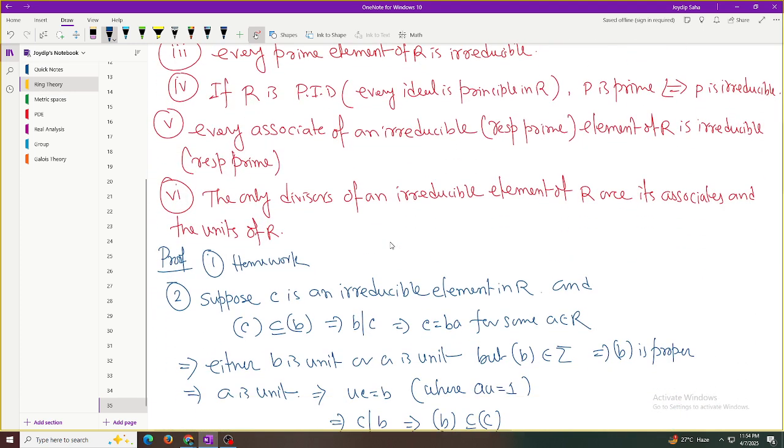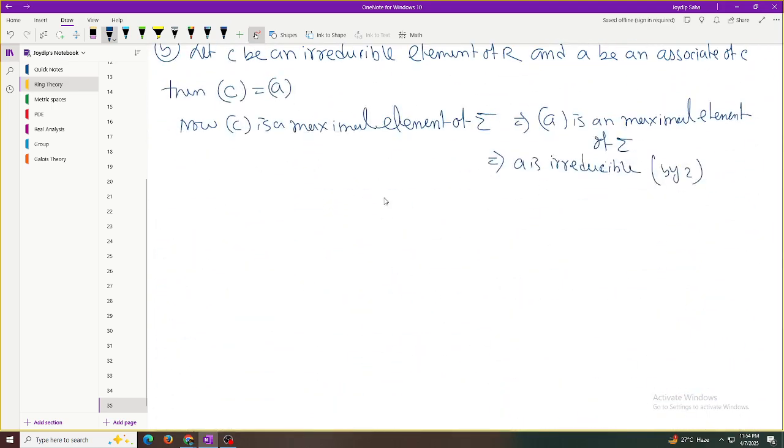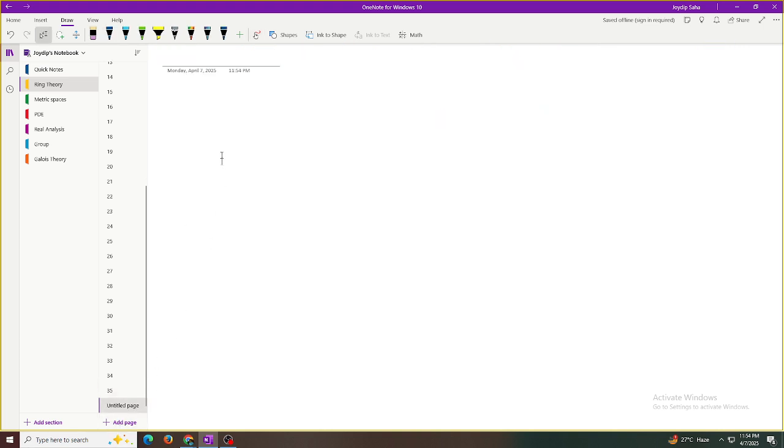Number 6: the only divisors of an irreducible element of R are its associates and the units of R. This is homework. This is nothing. Number 6 is homework. That is 6. Any question?